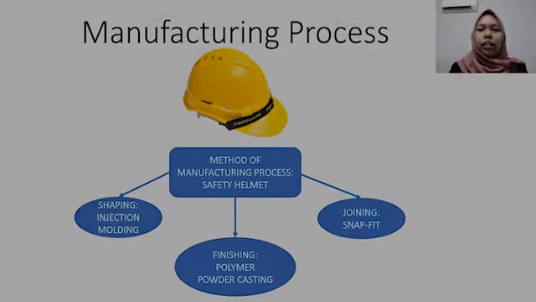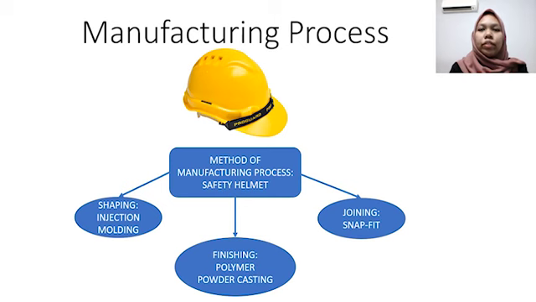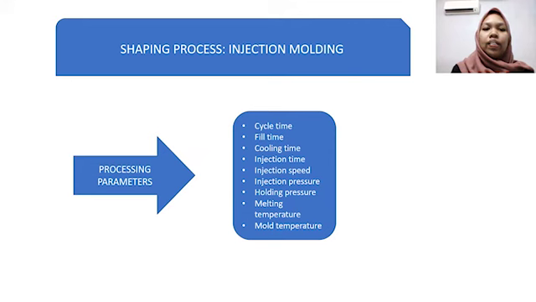Hi, my name is Adira. I will explain the manufacturing process of the safety helmet. The methods being used are shaping, joining, and finishing. Injection molding has been chosen and is the most commonly used for fabrication of plastic parts. Examples of the processing parameters are cycle time, cooling time, injection speed, and injection pressure.